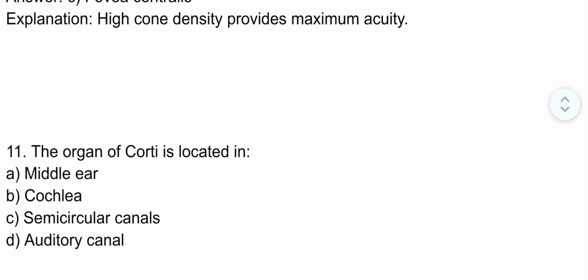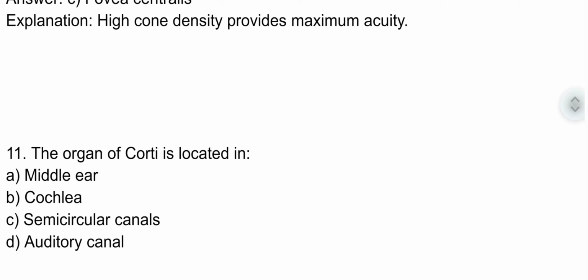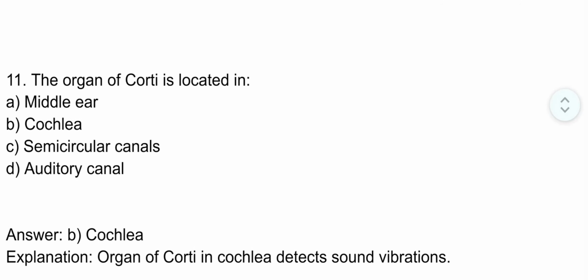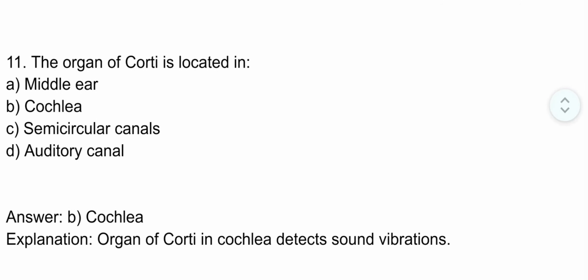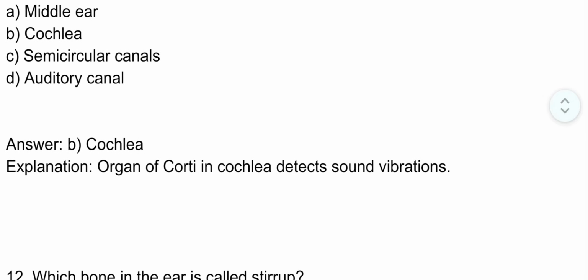Question number 11. The organ of Corti is located in... The correct option is option B. Cochlea. Organ of Corti in the cochlea detects sound vibration.